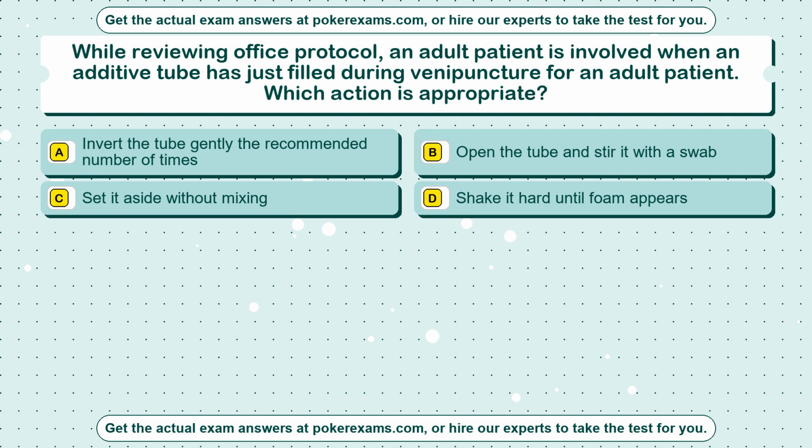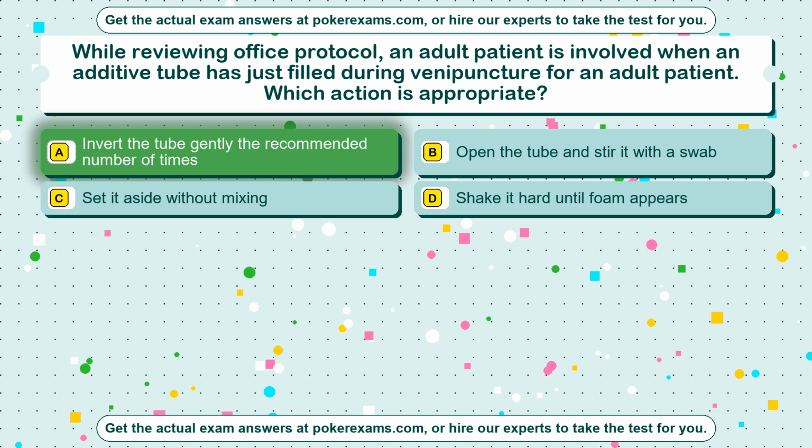Question 24. While reviewing office protocol, an adult patient is involved when an additive tube has just filled during venipuncture for an adult patient. Which action is appropriate? Option A. Invert the tube gently the recommended number of times. Option B. Open the tube and stir it with a swab. Option C. Set it aside without mixing. Option D. Shake it hard until foam appears.